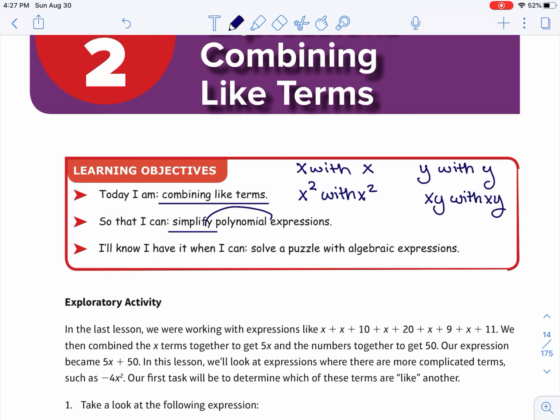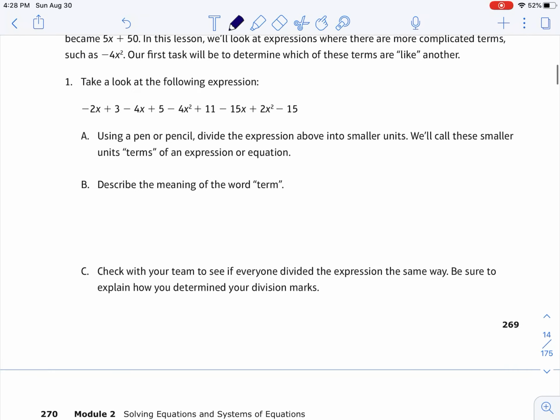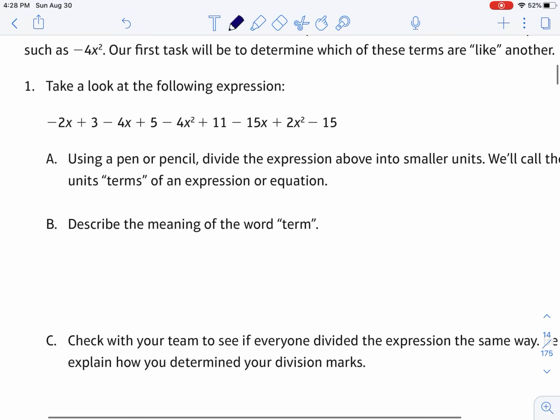A polynomial is something that has multiple terms. Multiple, not multiply. Okay, and you'll know that you have it when you can solve something on your own. So, we're going to take a look at this expression.